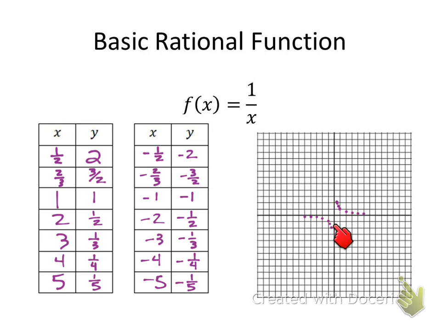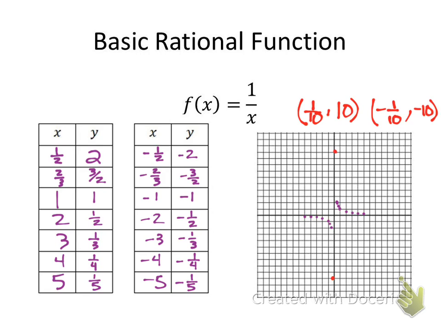But what about around 0? What if we actually add in some values? What would happen if you plugged in 1/10? What would be that output? So 1 over 1/10, it'd be the reciprocal, 10. Can I plot that point? And then what about negative 1/10? Well, that would be negative 10.